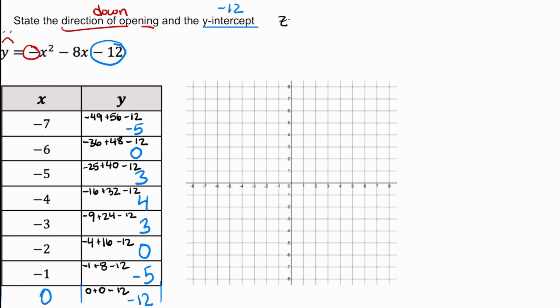Can we determine our zeros or our x-intercepts? The x-intercepts happen when y is equal to 0. Remember, the x-intercepts are going to be along the x-axis, whereas our y-intercept is along the y-axis. So then looking at our table of values, are there values where y is equal to 0? Well, we see that there are two values here where y is equal to 0. So those are our two zeros.